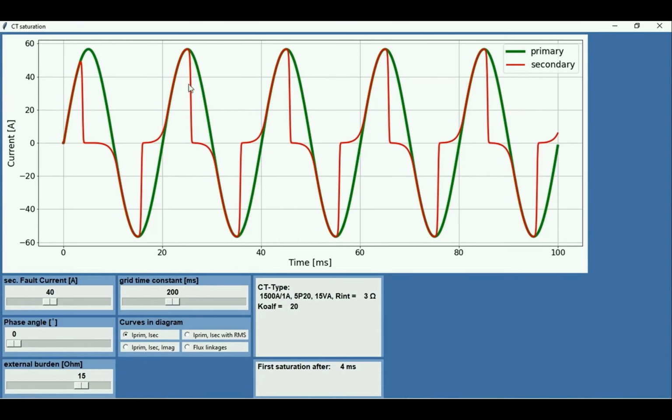The pattern you see here depends on some other parameters. So in real life, they may look different, but the basics behind that remain the same. If we increase the current beyond this saturation point, we will have a disturbed curve at the protection relay.